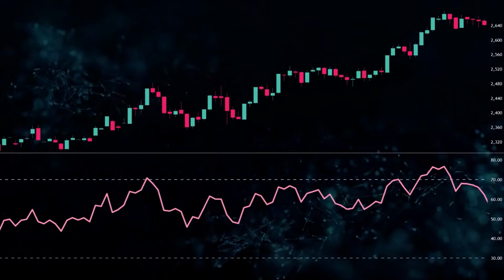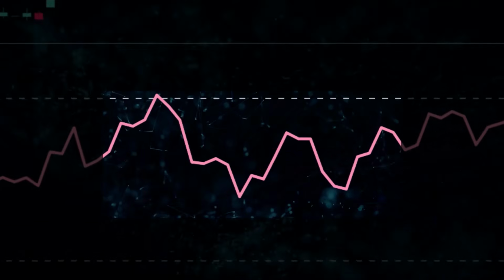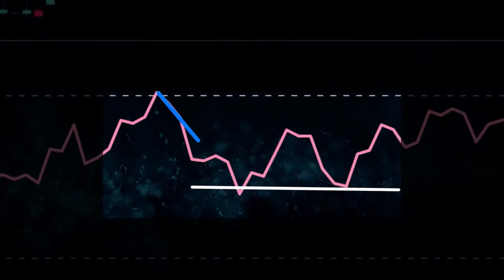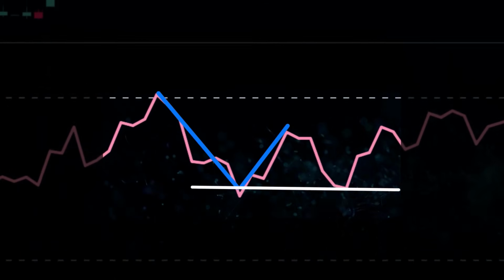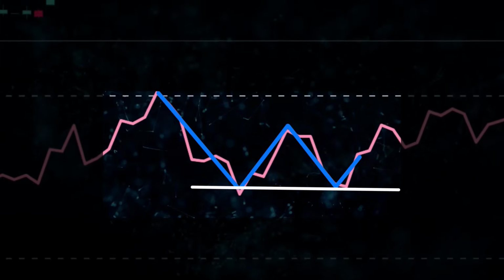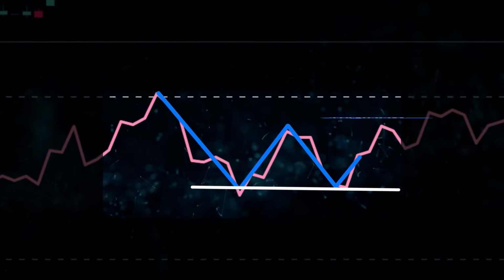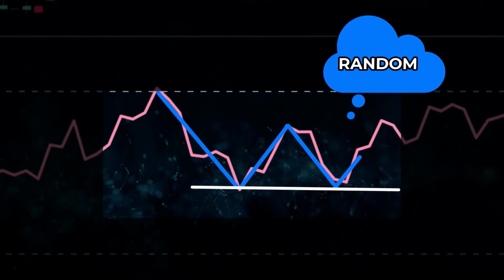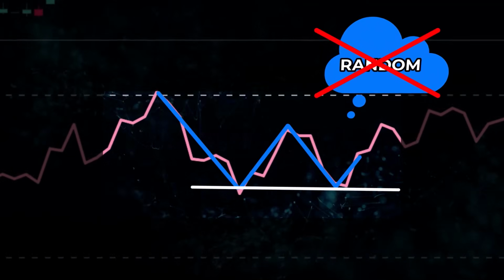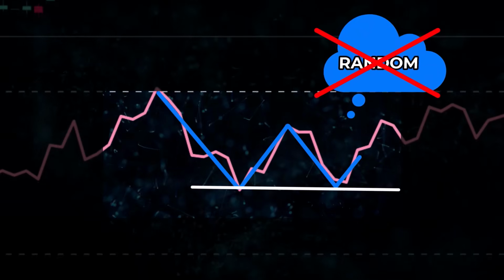Have you ever noticed that sometimes the RSI turns around at almost the exact same level again and again? It drops to a level, bounces, moves away, and later it comes back and reacts at the same level once more. Most traders think these reactions are completely random. But if you watch the RSI closely, something interesting starts to appear inside the indicator.